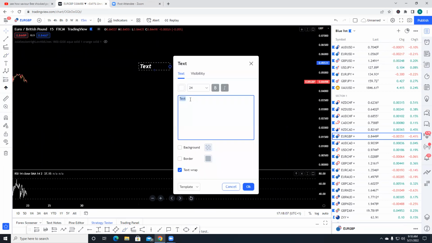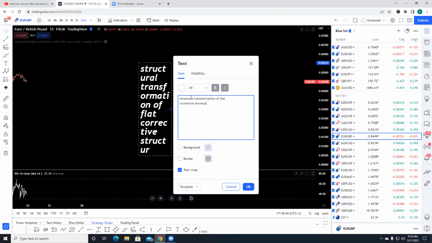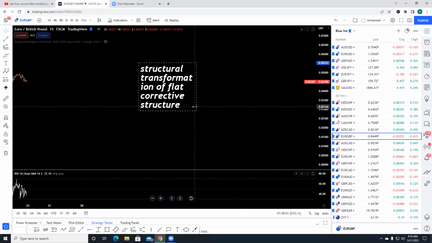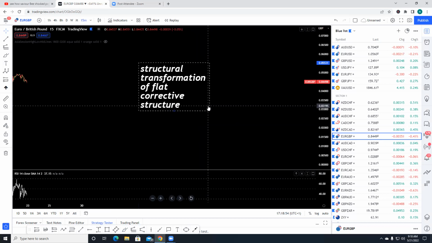Okay. Just hold on, guys. Structural transformation of flat corrective structure.